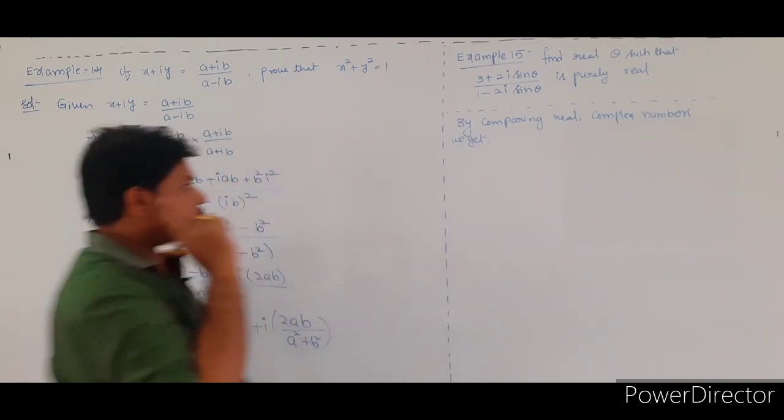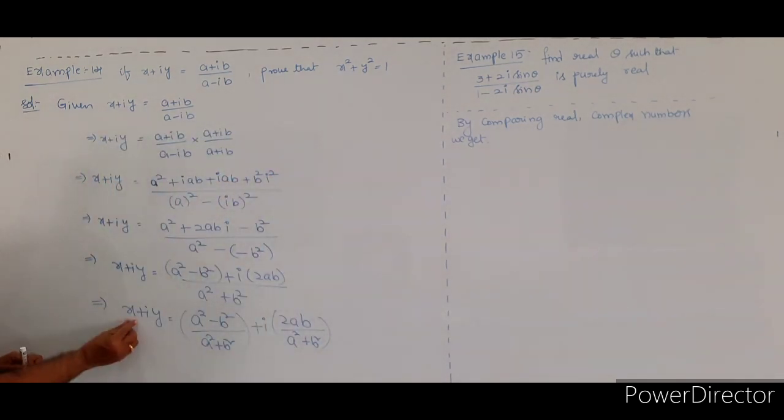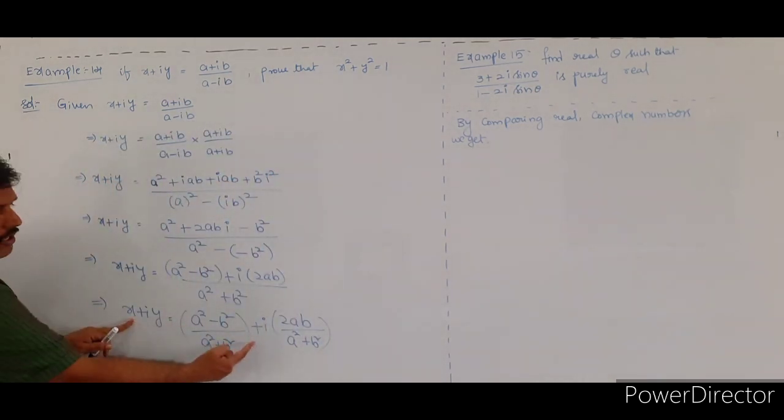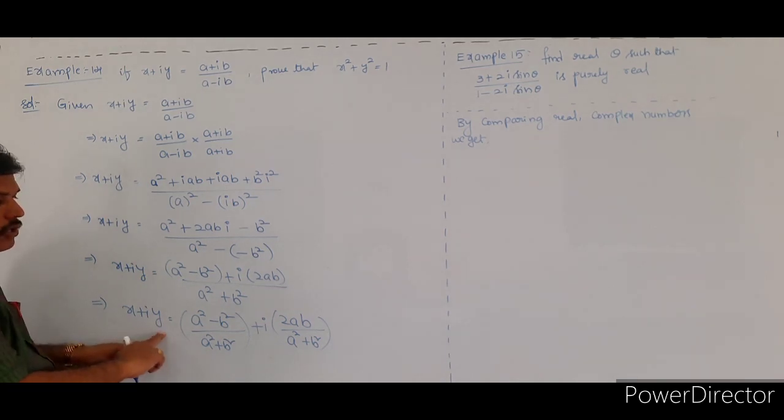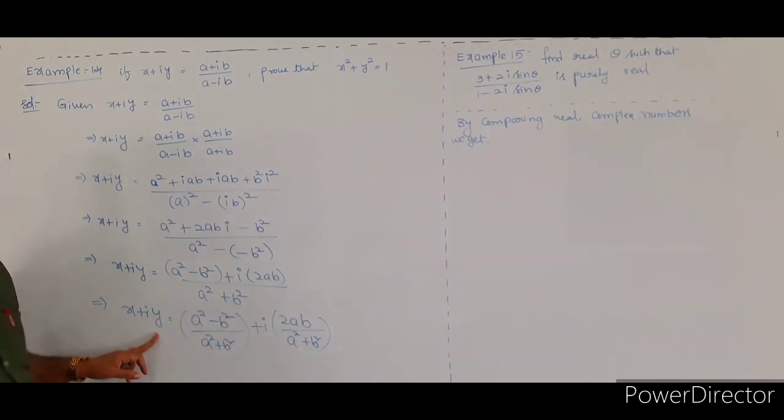So what do we get from that? First, you can take the real parts. What is the real part here? x. What is the real part on the other side? a square minus b square by a square plus b square. And what is the imaginary part? The imaginary part is y. So y is equal to 2ab by a square plus b square.